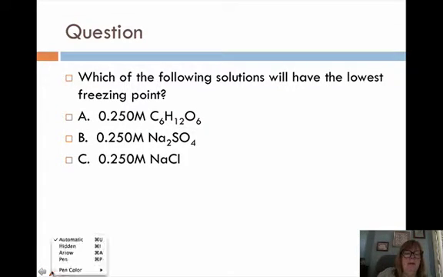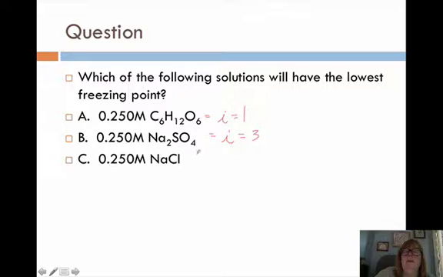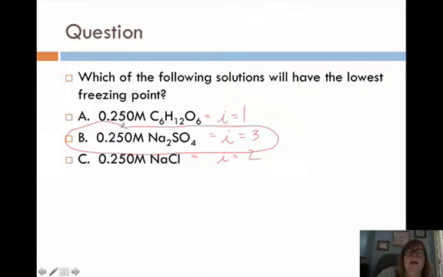They're all the same concentration, so you might think, oh, they're all the same. That would be true, except this does not separate into particles, so that Van 't Hoff factor is 1. This separates into 2 sodium ions and 1 sulfate ion, so that would be a 3, and this separates into 2, a sodium ion and a chloride ion. And so the one that would have the lowest freezing point would be B here, because it has the highest number of particles.